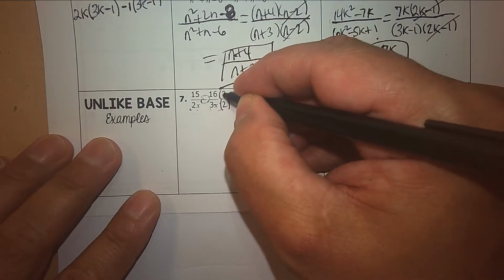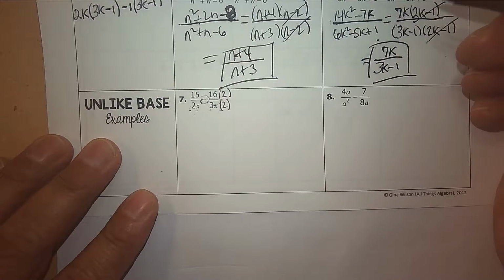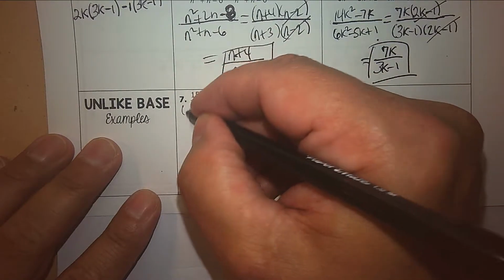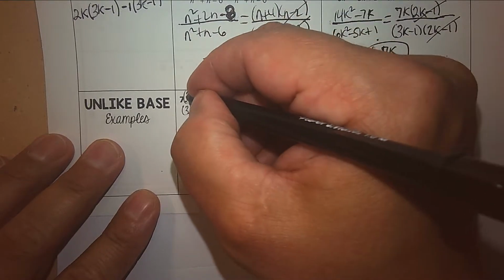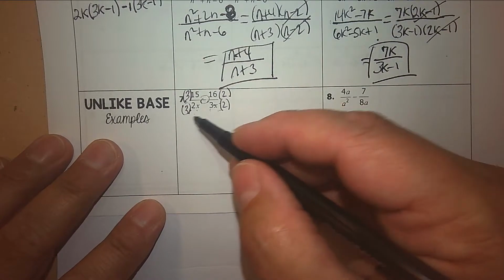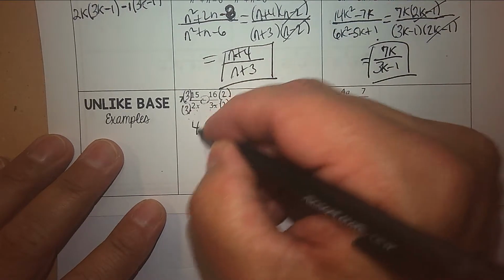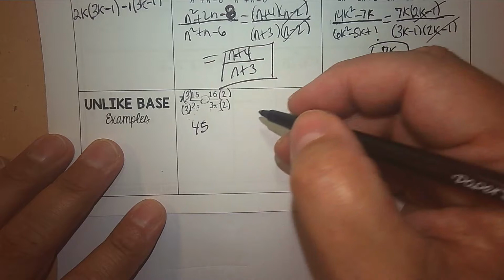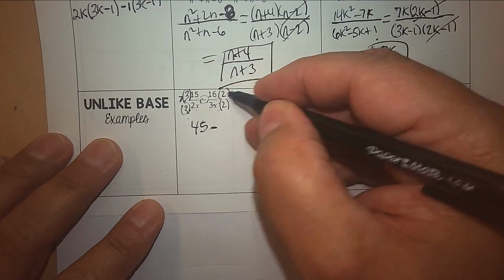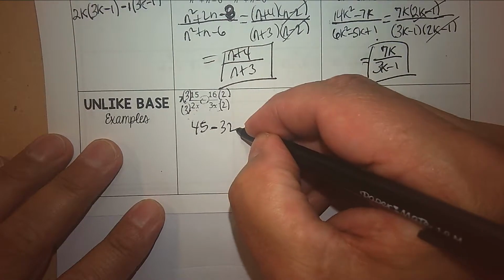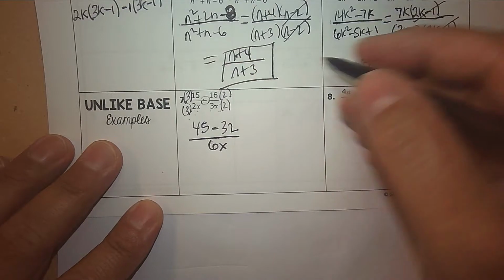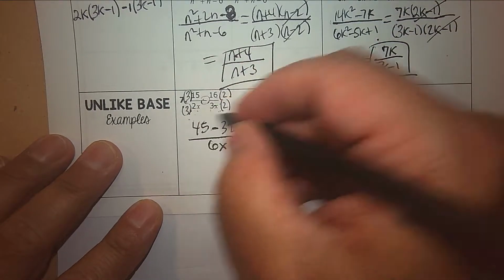So for the one fraction, I'm going to multiply top and bottom times 2. How many 2's go into 6? So top and bottom times 3. Whatever you do to the denominator, you have to do to the numerator. So 3 times 15 is 45. 16 times 2 is 32. And what's the common denominator we just came up with? 6x. So the 45 take away 32.